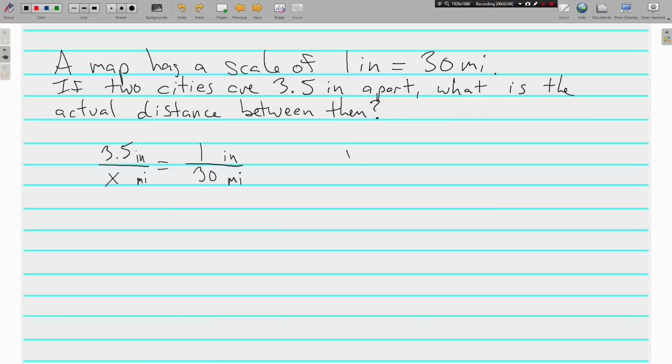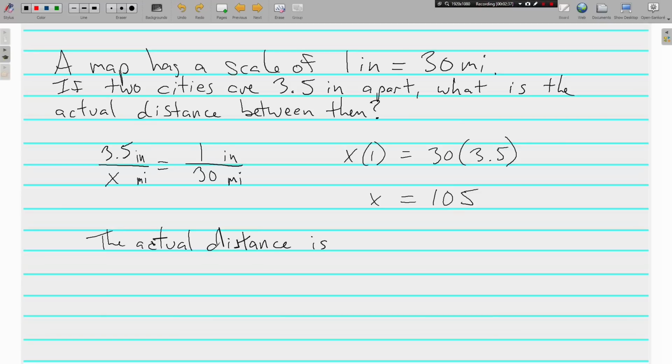Set the cross products equal. We'll get x times 1 is equal to 30 times 3.5, which gives us x is equal to 105. So, real world problem. The actual distance. The actual distance is 105 miles.